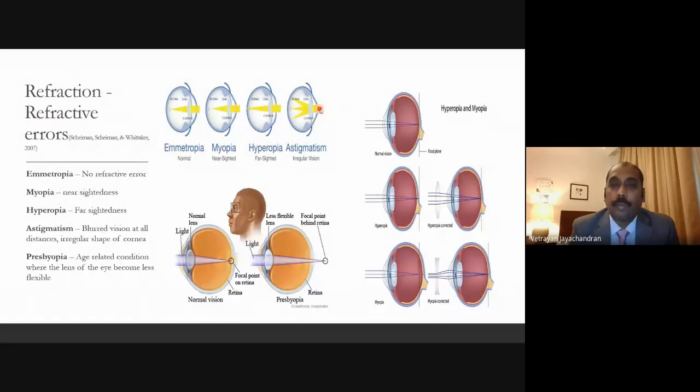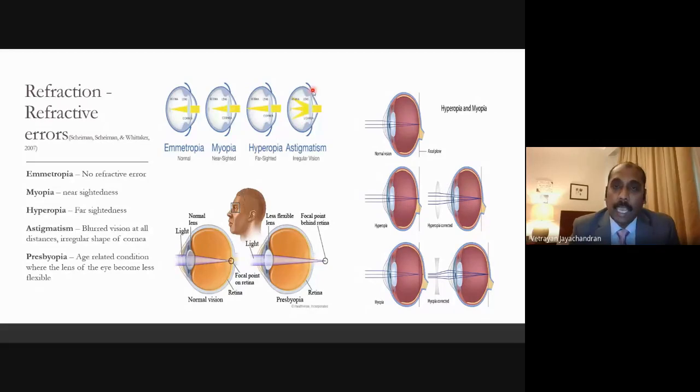Astigmatism is where the focal point of the images falls in different areas. It's not only focused on the retina, it may be falling on other aspects of the retina. So the person cannot see sharp images, like single point images. They can see images that are very big and blurred, and they cannot see particular details of the images. So that's called astigmatism. That means they have irregular vision or blurred vision.